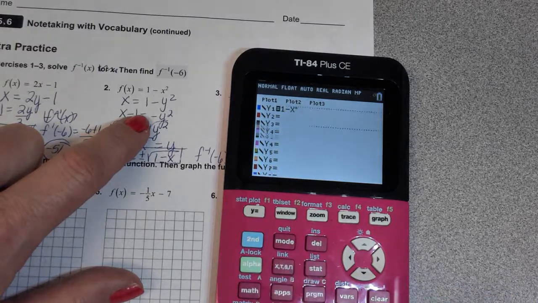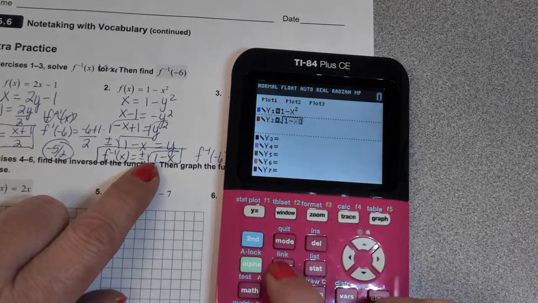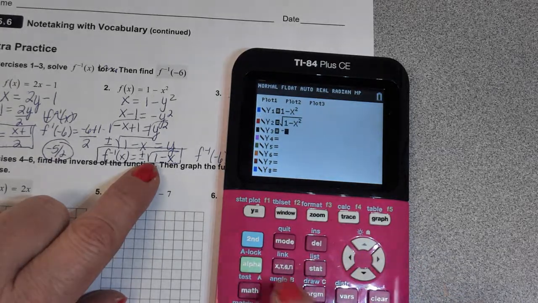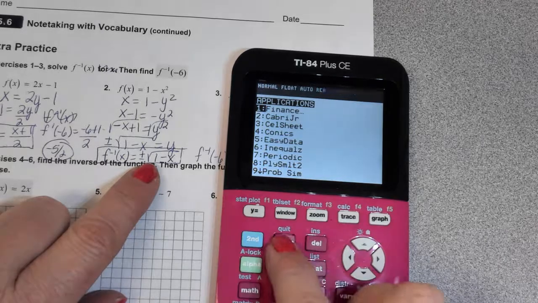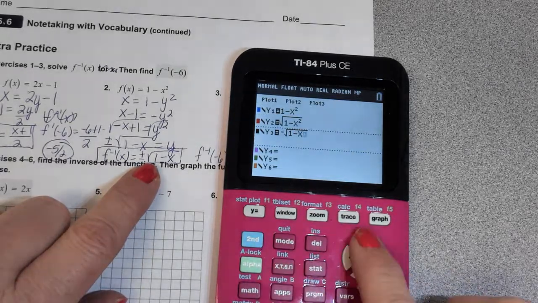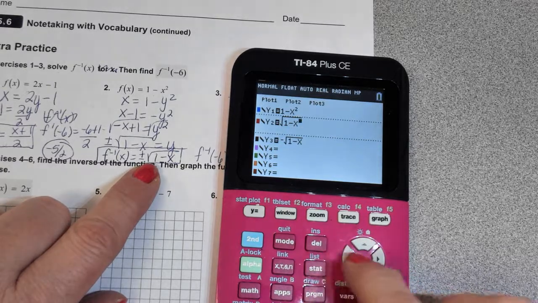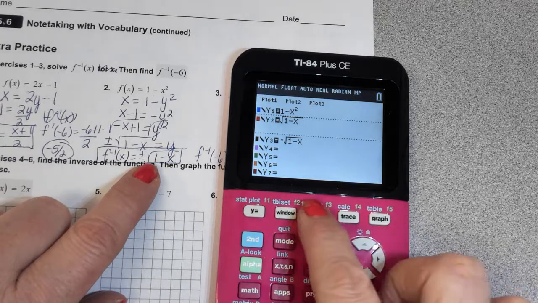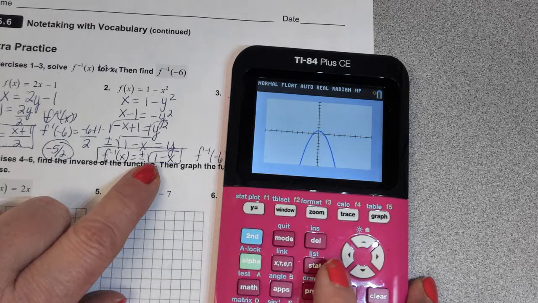That's my original function. I'm going to now put in this function. I have to put in 2 to actually put this in. I've got to put that one in, and I've got to put in the negative. I don't need that squared up there. Okay, I'm going to do a zoom 6. Here's the way it looks. Here's my original function. Here's what the inverse looks like.